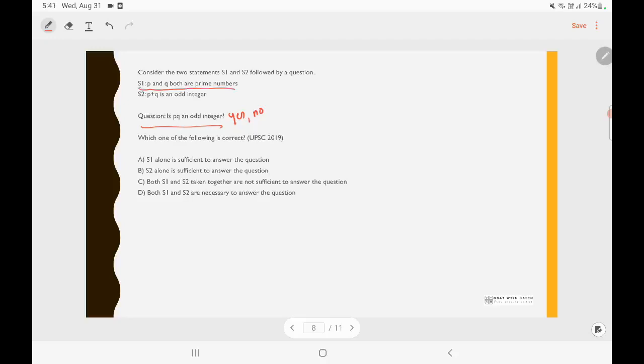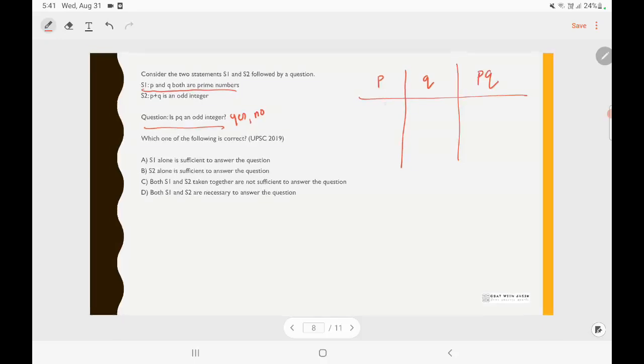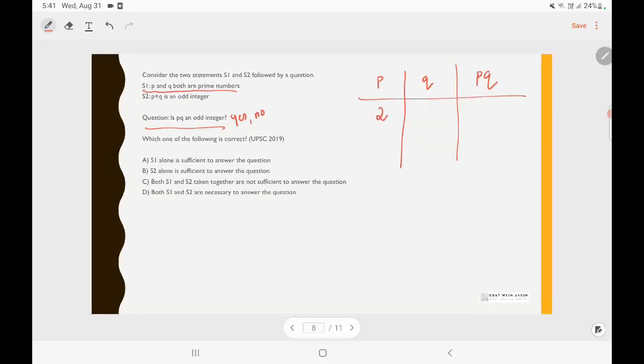So P and Q are both prime numbers. We need to check whether you can answer this question. So for that, let's take some numbers. P and Q, and we need to find out PQ, right? So let's say P and Q are prime numbers. Let's say P is 2 and Q is 3.